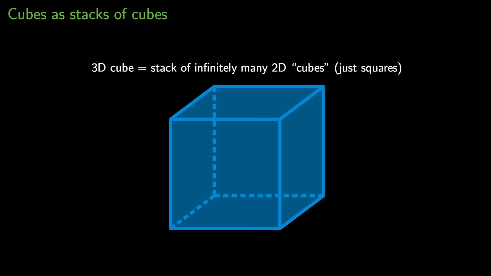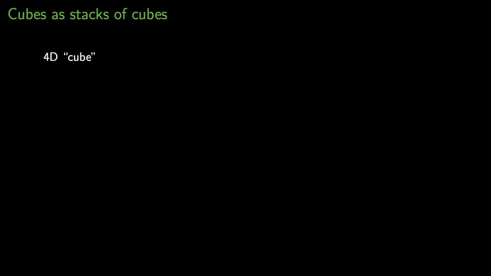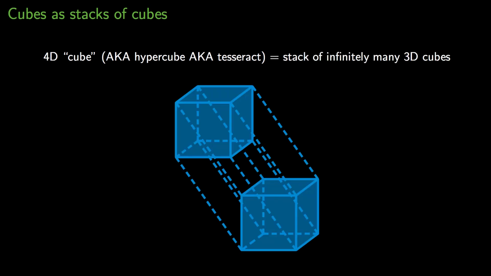Let's level up again. You can think of 3D objects as stacks of infinitely many 2D objects. And I'm going to use the 3D solid cube as an example. A 2D cube, the generic word, is really just a square. All right, it's time to level up and talk about the 4D cube, which has a couple of nicknames. You could call it a hypercube, or you could call it a tesseract. All those names are perfectly acceptable. But in any case, we are going to view it as a stack of infinitely many 3D cubes.